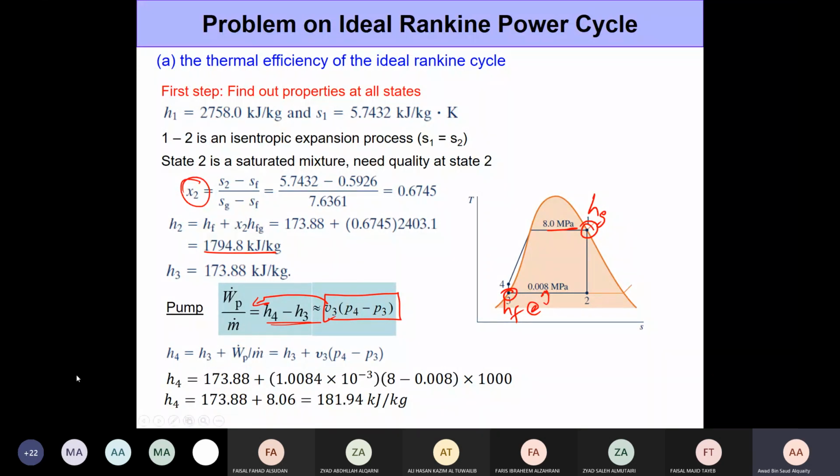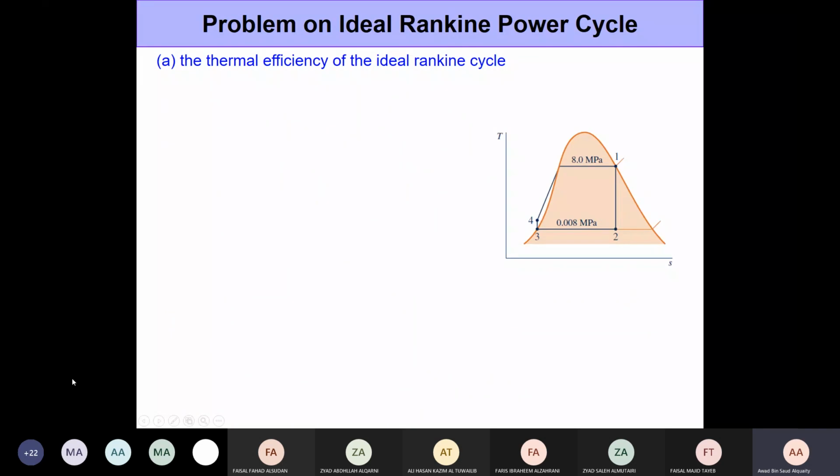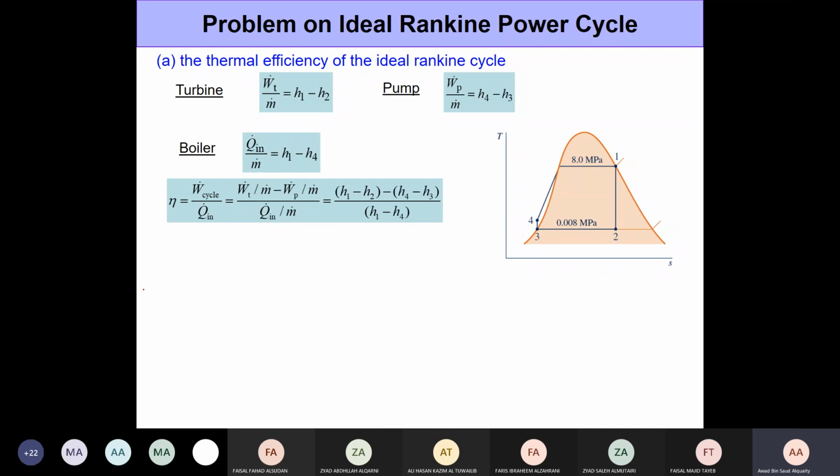All right. So once all the enthalpies are known, calculating thermal efficiency is a rather simple thing, right? It's not a very difficult task now. Thermal efficiency, as we know, is simply the ratio of the net work output of the cycle divided by the heat input of the cycle.